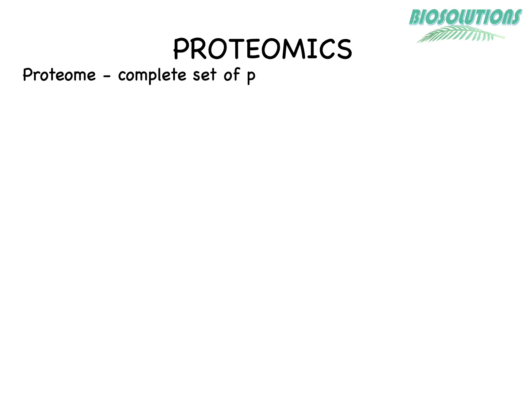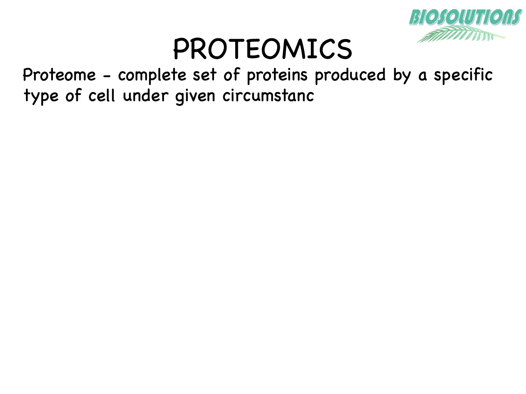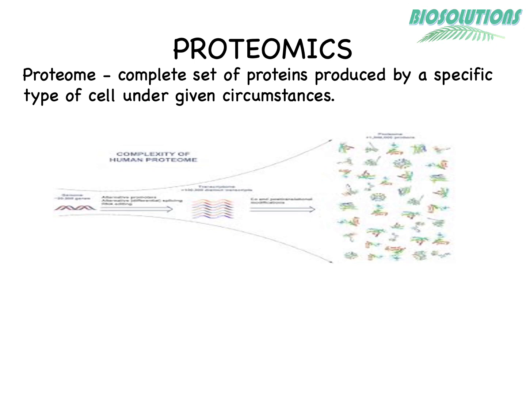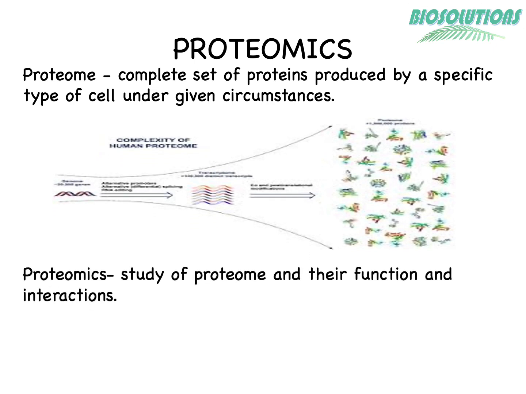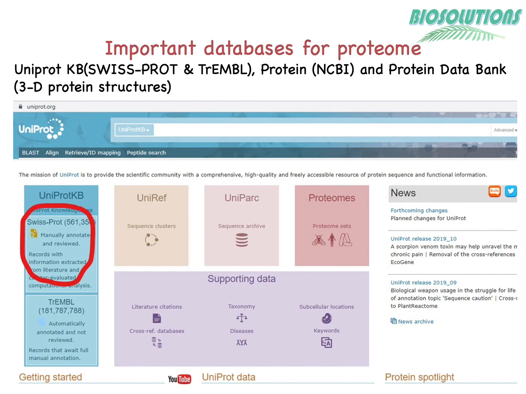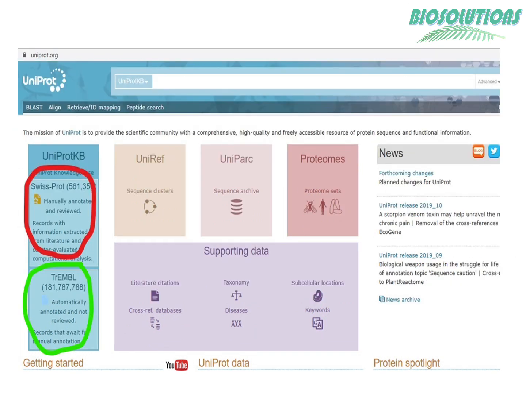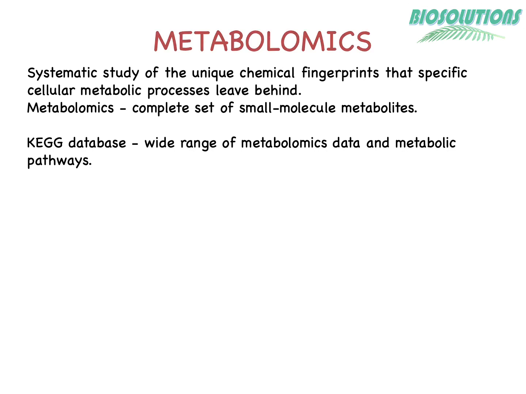Proteome is the complete set of proteins produced by a specific type of cell under specific circumstances. Proteome data can be found in various databases. The most important among them is UniProt Knowledge Base or UniProtKB, which includes Swissprot and TrEMBL databases. Demonstrations of data retrieval from Swissprot database have been included in another video in this series, which deals with protein structure and databases. Another emerging field of bioinformatics involves metabolomics, where metabolic pathways of the cell can be studied.